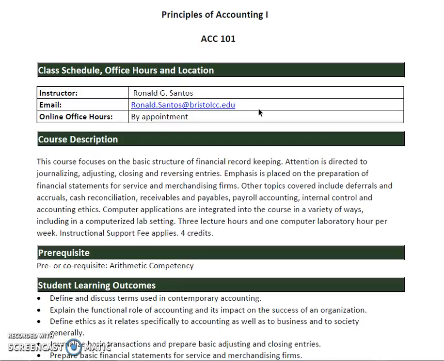Computer applications are integrated into this course in a variety of ways, including a computerized lab setting, 3 lecture hours and 1 computer lab hour per week. So this is a 4-credit course. The prerequisite for it is the arithmetic competency.